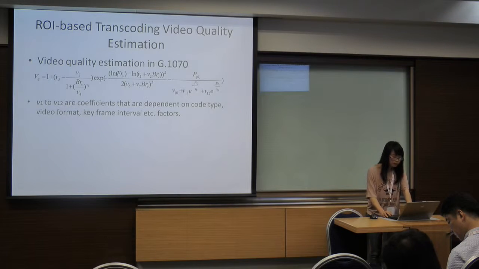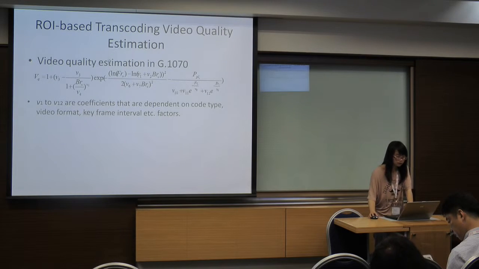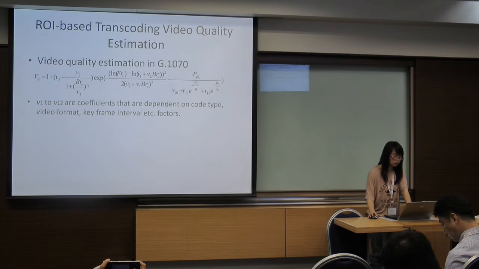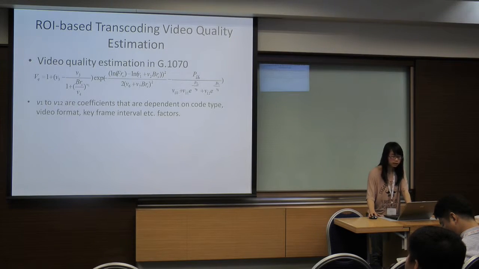So this is the ITU recommendation on how to estimate the video quality. From this equation, we know that there are 12 coefficients that depend on codec type, video format, and key frame intervals. BR is the bit rate, FR is the frame rate, and this one is the packet loss rate.